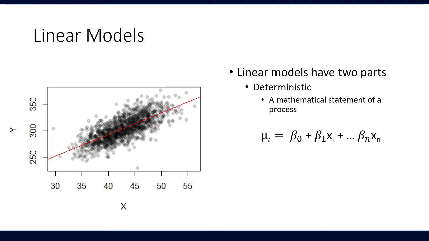The first of these is called the deterministic part of the model. The deterministic part of a linear model is a mathematical statement of a process, some process out in the universe, and we are quantifying it mathematically, describing it mathematically. The deterministic part of a linear model is, for example, this red line here on this plot, right? And this red line is shown in this equation here.